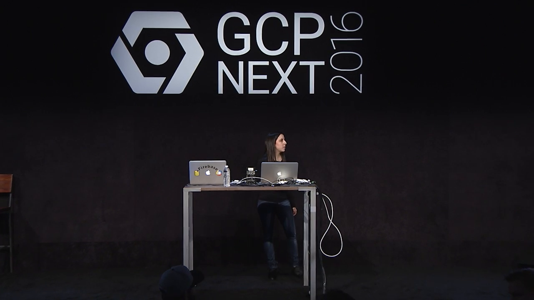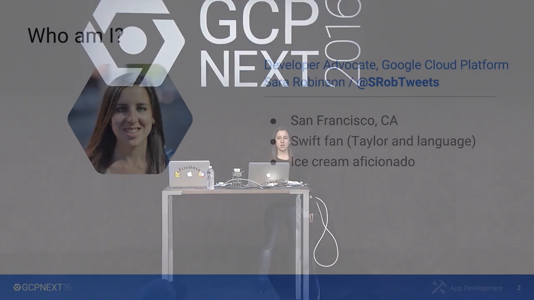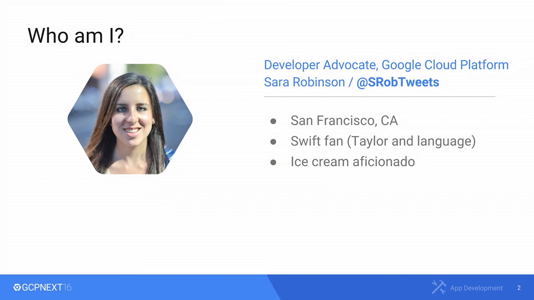Before we get started, a little bit about myself. I am a developer advocate on the Google Cloud Platform team. My name is Sara Robinson. You can find me on Twitter at @srobtweets. And I live here in San Francisco.